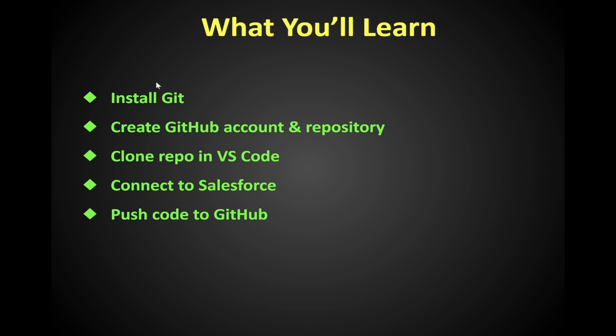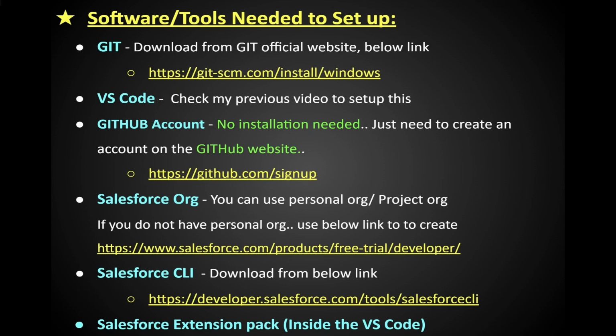Okay, so we will start by installing Git. Then we will create a GitHub account and repository. After that, we will clone the repository into the VS Code and then connect it with the Salesforce. And finally, we will see how we will push our code to GitHub. By the end of this video, you will have a complete setup ready to use in real projects. So now let's look at the tools required for this setup.